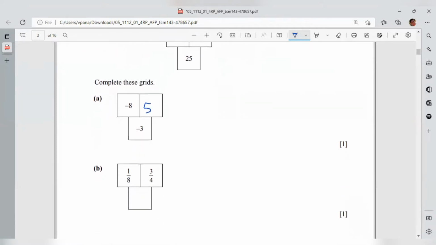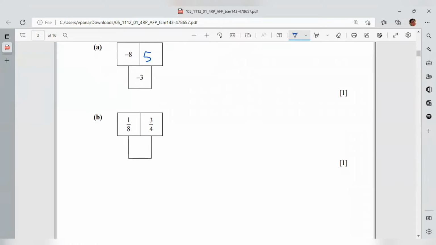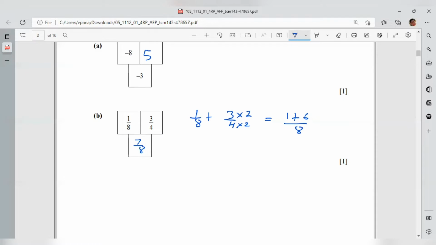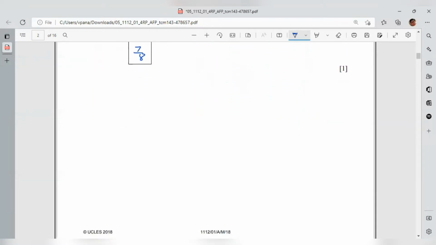Now, the second one, it is 1 by 8 plus 3 by 4, what? So, we will be adding 1 by 8 plus 3 by 4. There is a place to show the working here. The LCM of 4 and 8 is 8. So 4 times 2. So this is going to be 3 times 2. So this is going to be 1 plus 3 times 2 is 6 upon 8, which is 1 plus 6, 7 upon 8. Got it? Moving to the next part of the question.